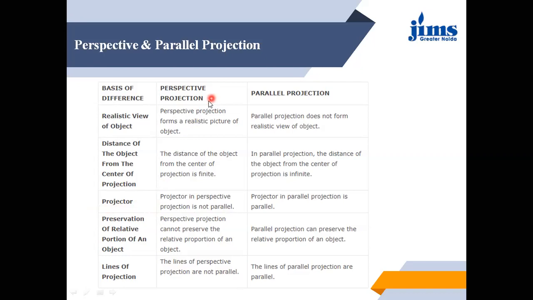In case of perspective projection, the projectors are not parallel to each other, whereas these are parallel to each other in parallel projection. In perspective projection, the ratio is not preserved, while in case of parallel projection, the ratio of image and object is preserved. In parallel projection, the lines of projection are parallel to each other, whereas in perspective, these are not parallel.